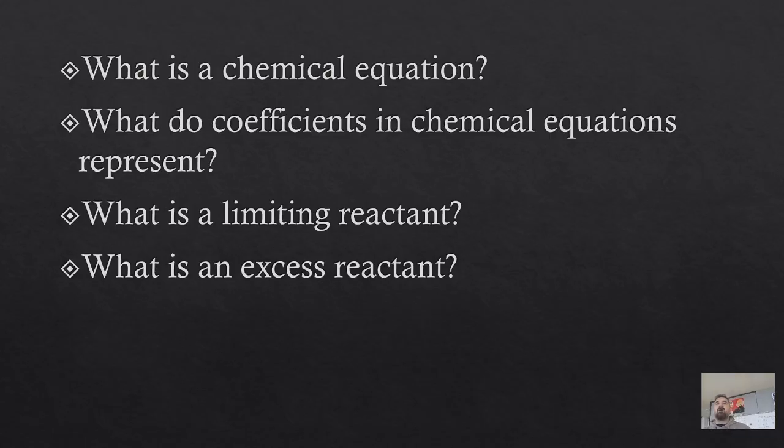So first of all, what is a chemical equation? Can anyone tell me what a chemical equation is? It consists of two things. Reactants and then products. Good. So I'll go ahead and write out an equation for you guys. Hydrogen plus oxygen will yield H2O. Is this a balanced equation? No, it's not a balanced equation.